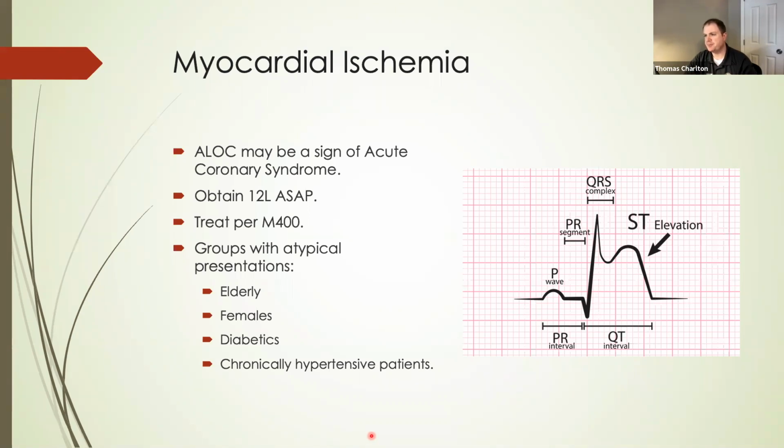Keep in mind, there are groups that will have atypical presentations, like the elderly, females, diabetics, chronically hypertensive patients. I actually had a 30-year-old, long story short, about a week, 10 days ago, that ended up actually having a non-ST elevation MI. Came in after cracking his neck at work. Otherwise healthy guy, smoker. Mom had early coronary disease when she was in her 40s. Came in, my neck hurts. It hurts worse whenever I move it, etc.